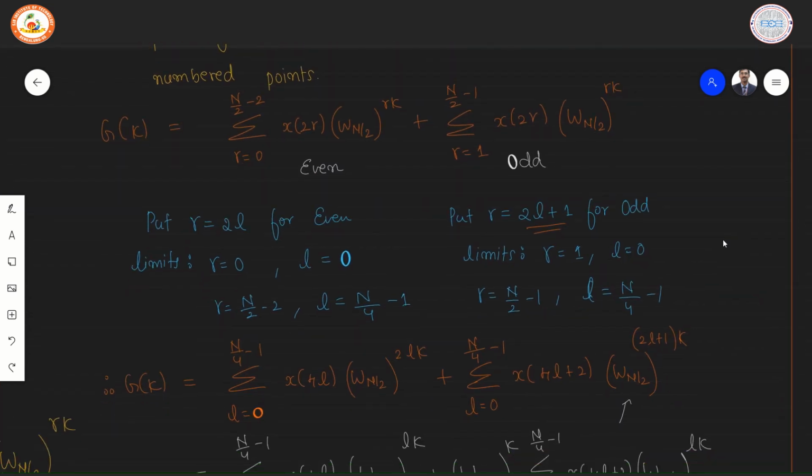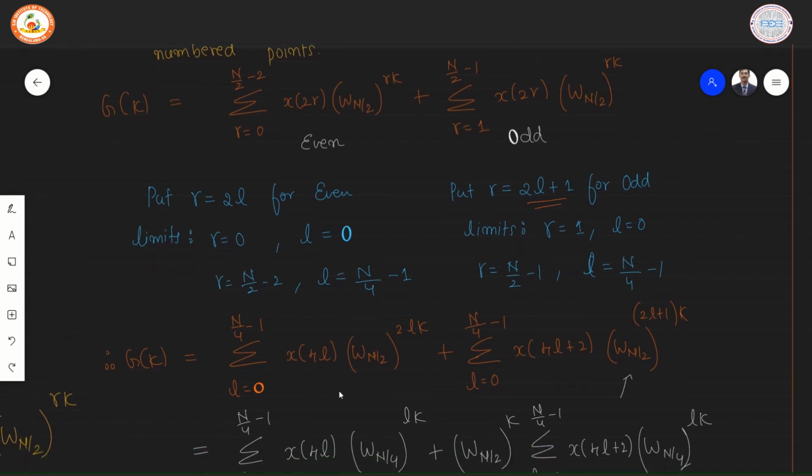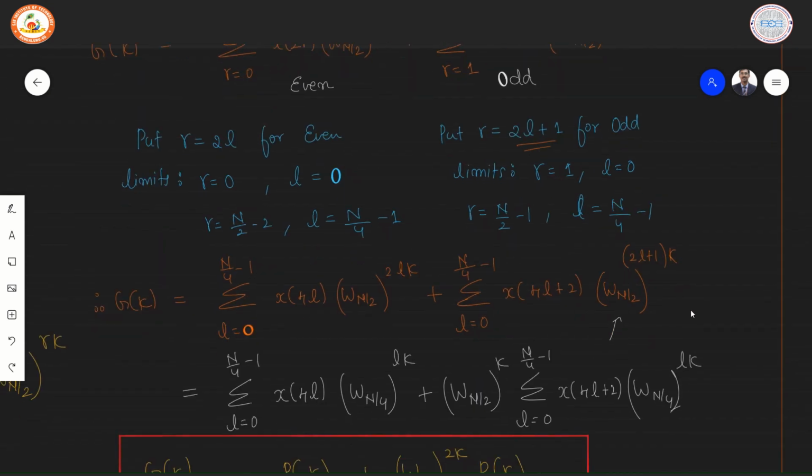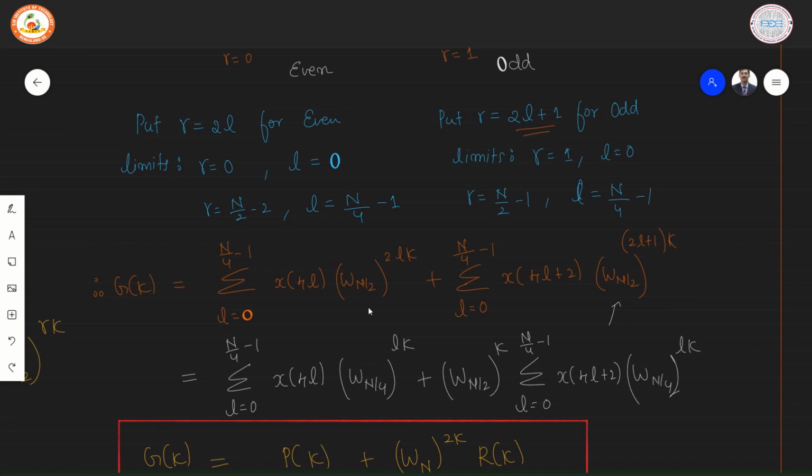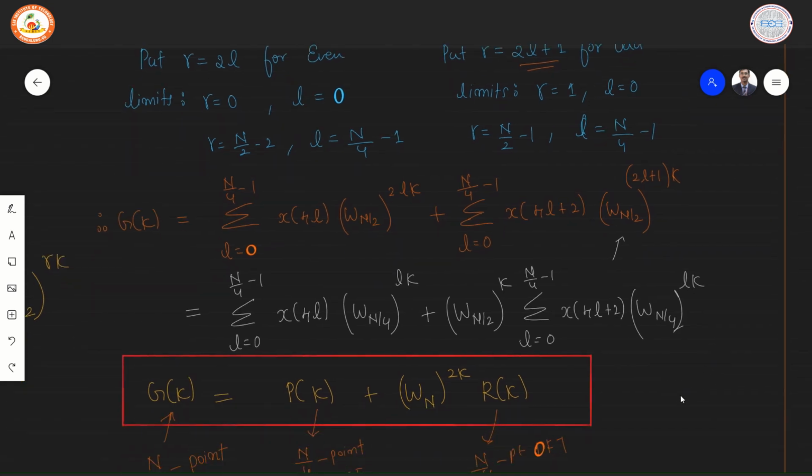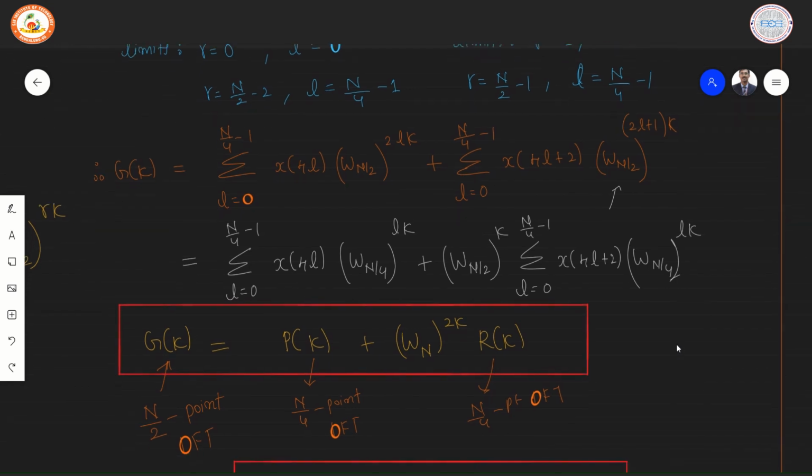Once again, we can observe that the above equation g of k reduces this time, and in terms of the new index we have 4l and 4l plus 2. The subscript W_N by 2 can be reduced by using the property of the twiddle factor. It can be expressed as W_N by 4 raised to lk and W_N by 4 raised to lk. So this gives you a further level of decimation, wherein g of k is ultimately expressed as two n by 4 point DFTs, which may be named p of k and r of k.